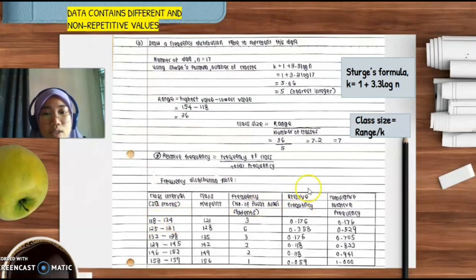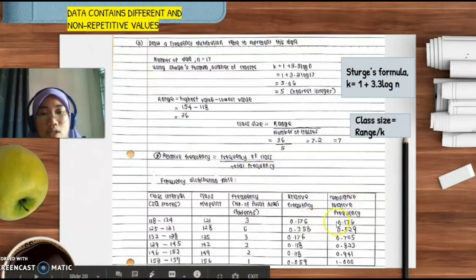Next, for the relative frequency, we will use this formula, and for the cumulative relative frequency, we just add the cumulative frequency from the first data to this relative frequency, and we get this answer. We keep adding until we get the last cumulative relative frequency, which is 1. And we know that our data is correct because we get a cumulative relative frequency of 1, because the cumulative relative frequency must be 1.